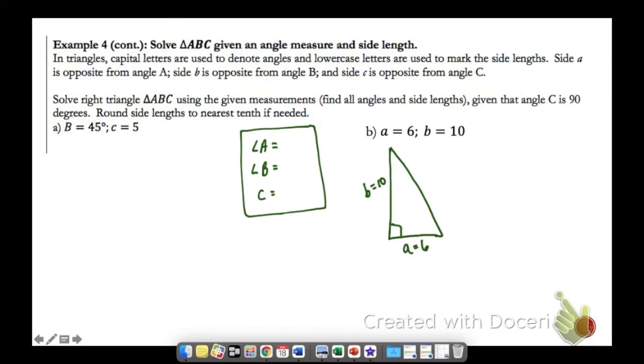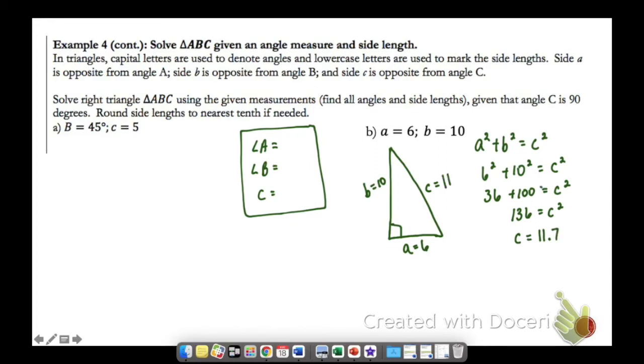Since this is a right triangle, I know I can use the Pythagorean Theorem. So we have side A squared plus side B squared equals side C squared. Remember, it's always leg squared plus leg squared equals hypotenuse squared. So my two legs were A and B, and my hypotenuse is C. If I solve this problem, I will find my side C. The directions tell us to round to the nearest tenth, so I get 11.7 for side C.